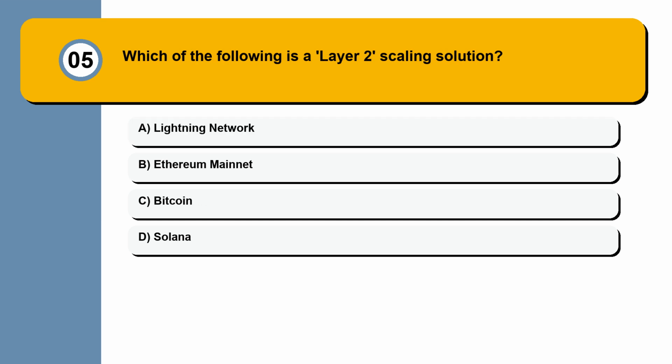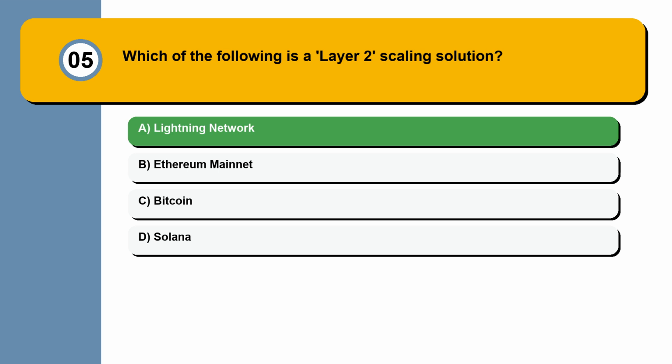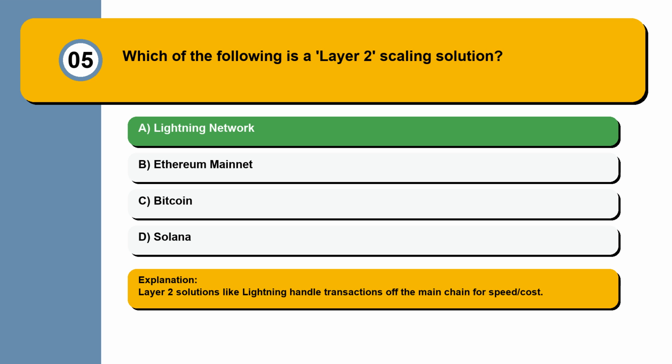Question 5. Which of the following is a Layer 2 scaling solution? Lightning Network, Ethereum Mainnet, Bitcoin, Solana. Layer 2 solutions like Lightning handle transactions off the main chain for speed and cost.